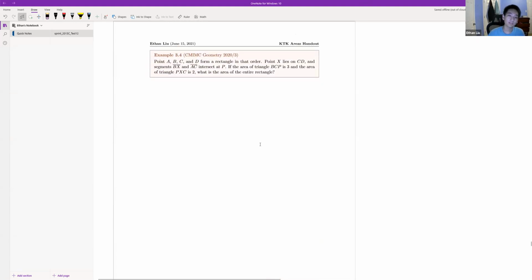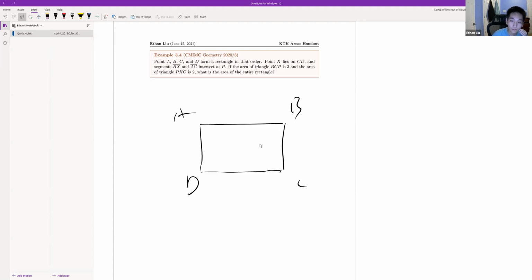Okay, here's another problem from CMIMC. So rectangle ABCD, in this order, then X lies on CD, and then BX and AC intersect at P. And this is area 3, and this is area 2. And we want to find the area of the entire rectangle.